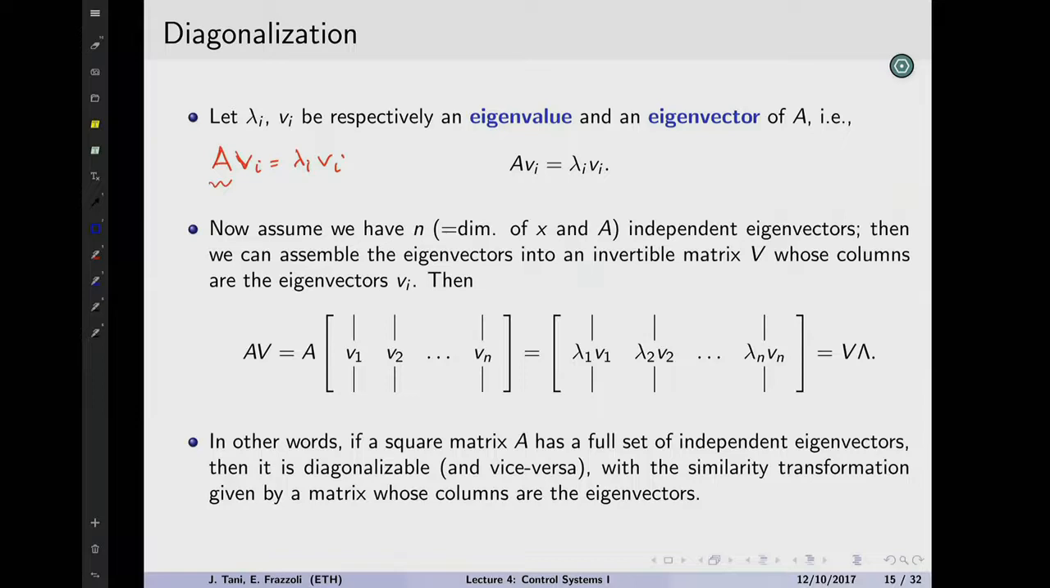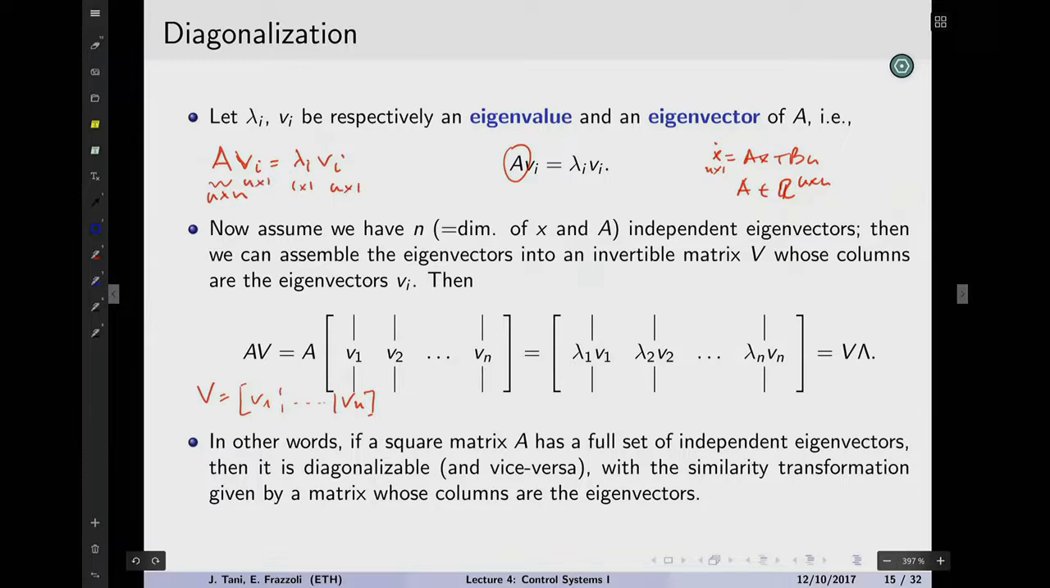Of course, please remember that A here is the A of x dot equals Ax plus Bu. Therefore, A is an n by n matrix where n is the order of the system, that is, the dimension of x. If we just write the V matrix to be a collection of all the eigenvectors of A, where each eigenvector is an n by 1 vector, a bunch of n by 1s put in columns next to each other will make an n by n matrix.